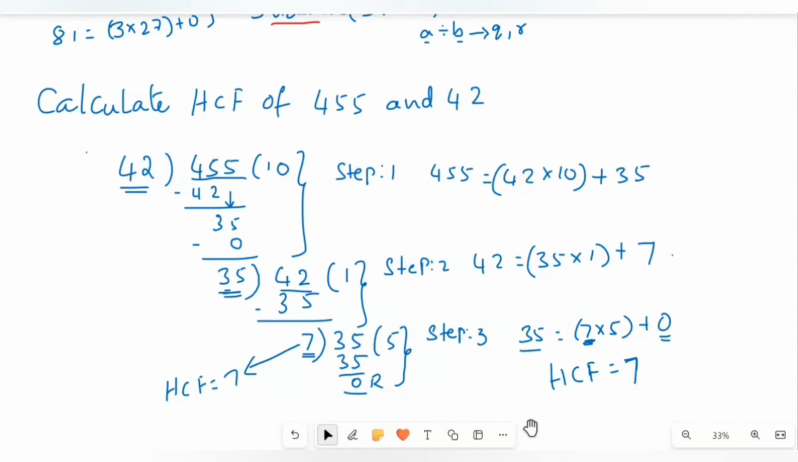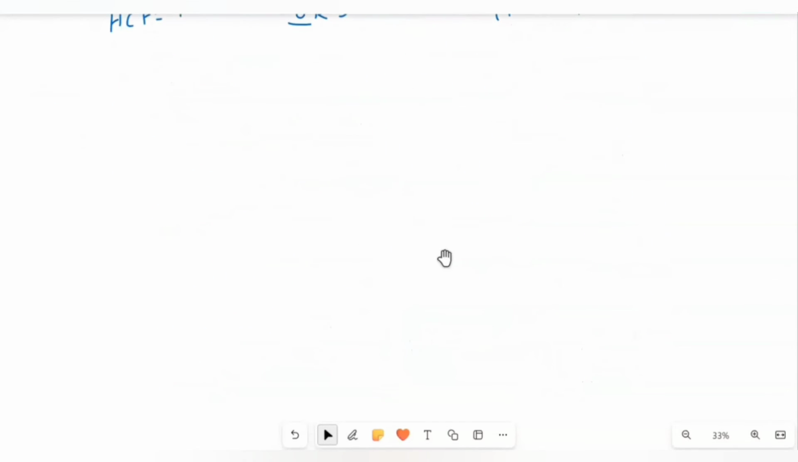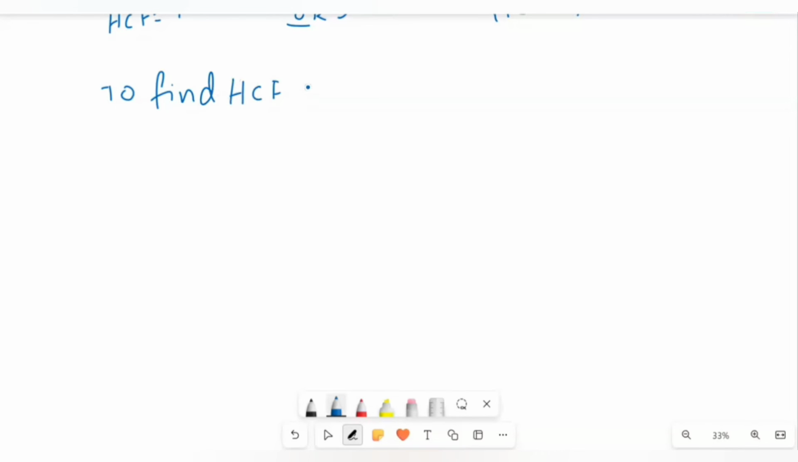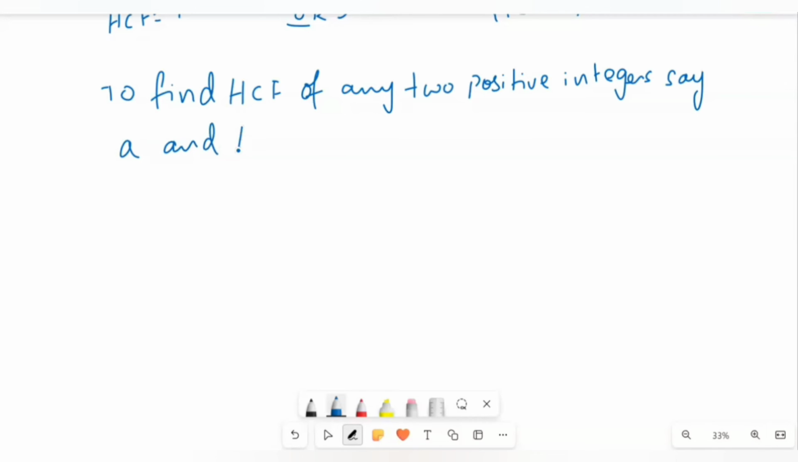So from this example, you can understand how to find the HCF of any two positive numbers, or any two positive integers, say A and B, where A is greater than B.